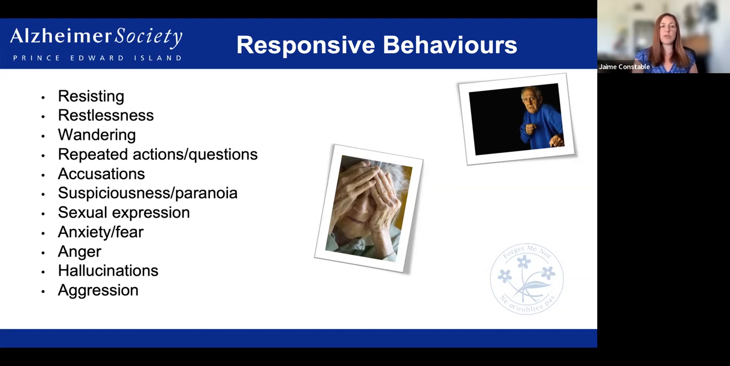That includes resisting, that could be resisting care, resisting eating, restlessness, which has an underlying anxiety to it, wandering or exit seeking, repeated actions and questions. Again, that can have an underlying anxiety component, accusations, suspiciousness, and paranoia, sexual expression, anxiety and fear, anger, hallucinations, and aggression.